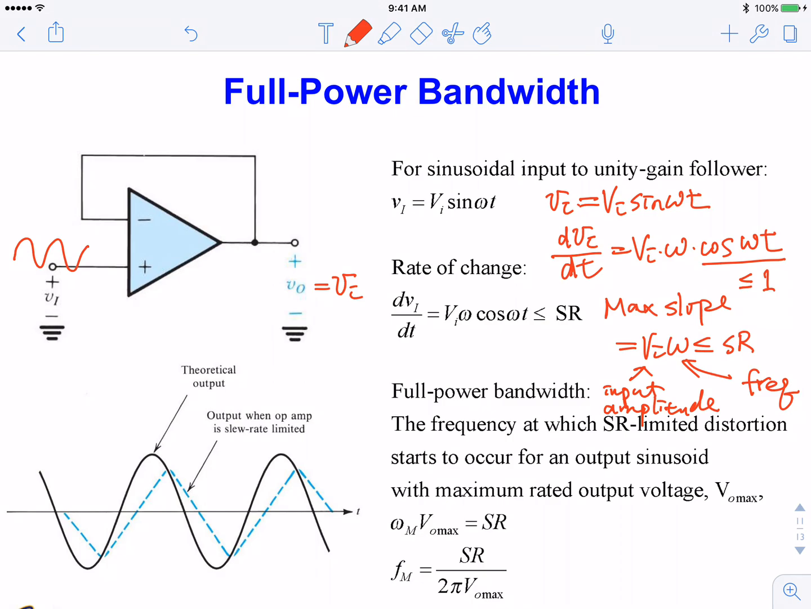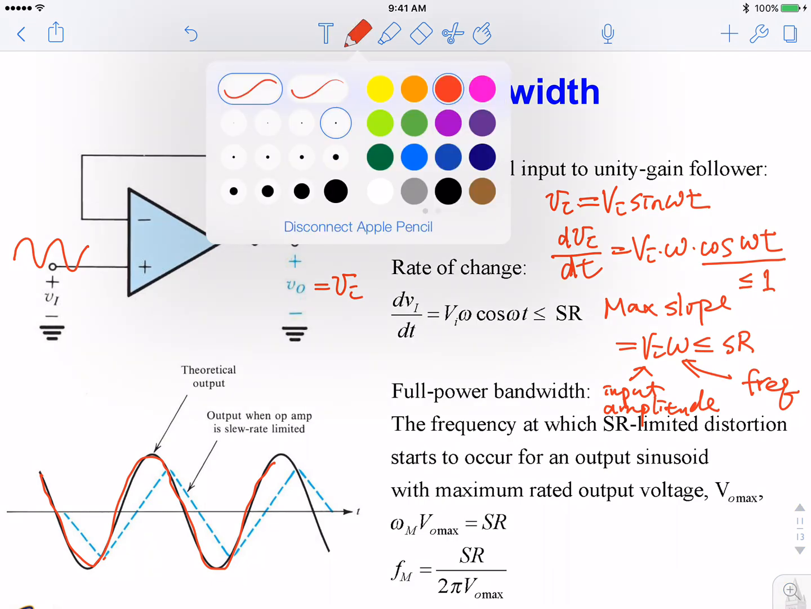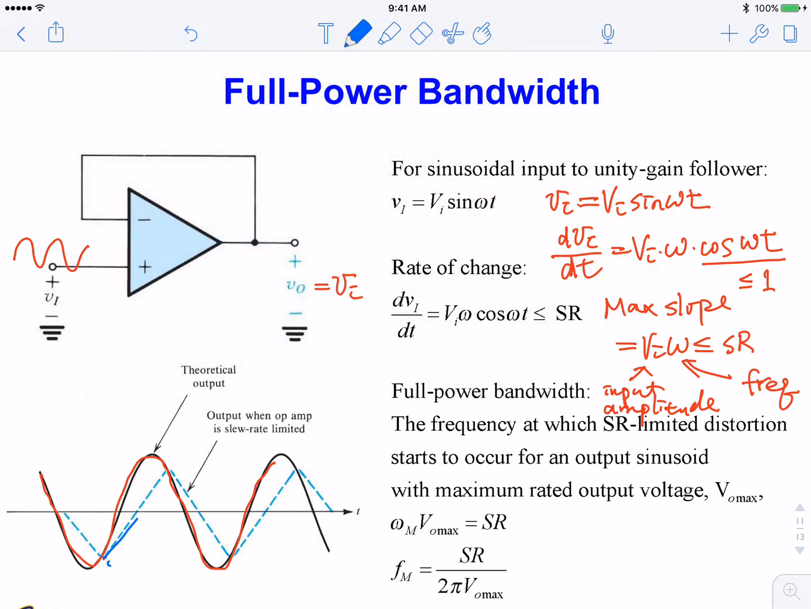So if you exceed your slew rate, this is an example where you exceeded it. Your input is a sinusoid. Ideally, if you have a unity gain amplifier with unity feedback, your output should be like this. But if you are slew rate limited, as you start to increase, your amplifier is running out of steam, so it can only do up to here.